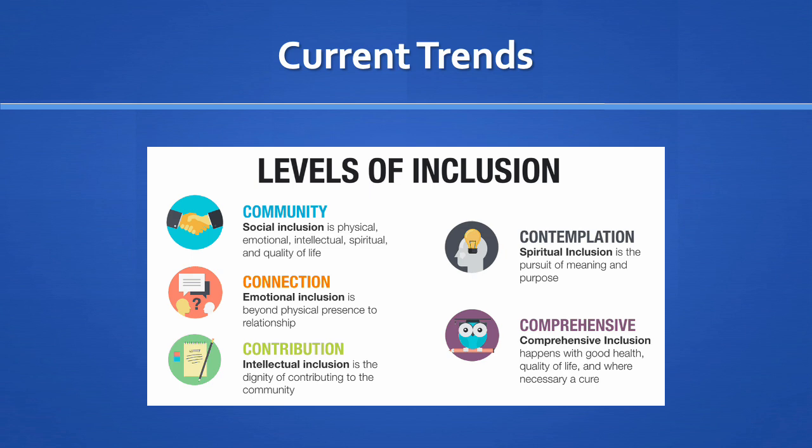Next is emotional inclusion. And a lot of organizations really have toxic emotional cultures. And it's important that we make sure people feel like they can express what is important to them, that they can be authentic in an emotional way.